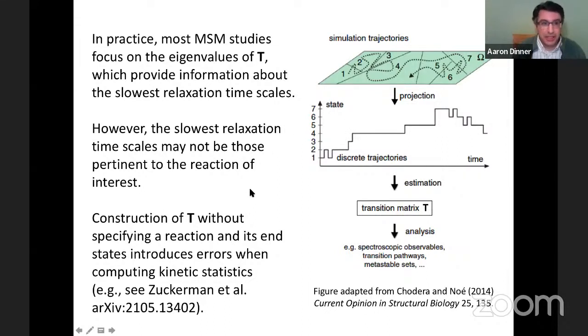An additional issue is if I don't specify a reaction a priori, then the computation of the statistics that I would like, so things like committors, mean first passage times, rates, will actually be biased by using the transition matrix that I would construct just from all of the states without knowledge of the reactant and product states.